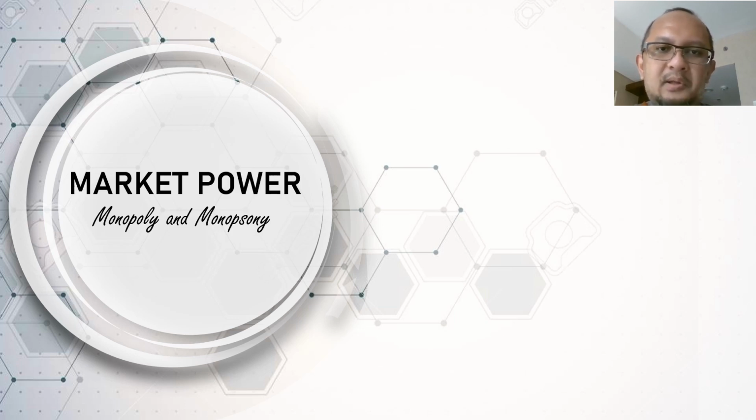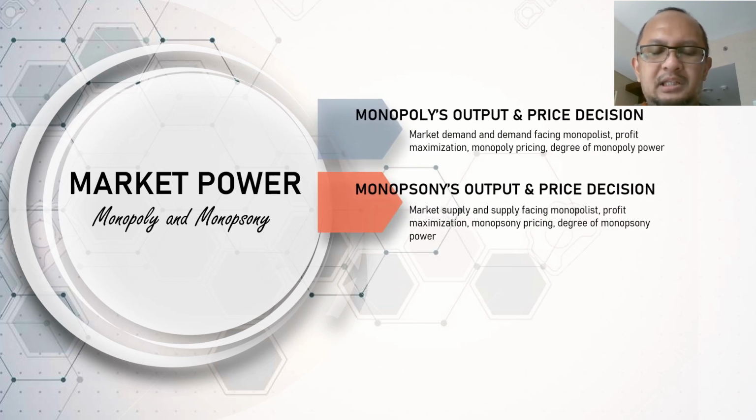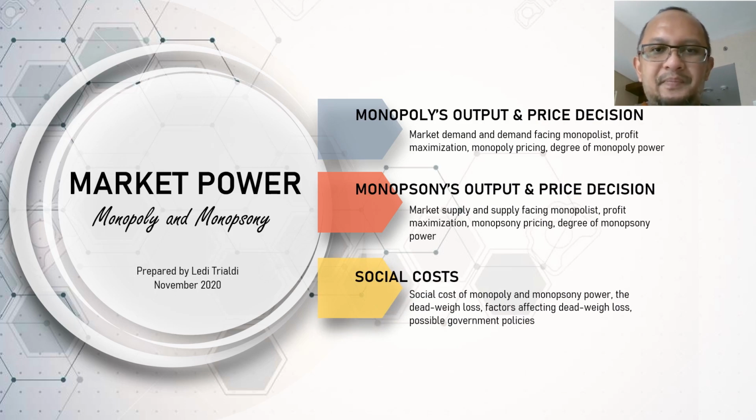There are factors affecting market power, resulting in a varying degree of market power possessed by a single firm. We'll be talking about it from the basic concept of output determination and price setting by both monopolies and monopsonies until how it gives rise to a social cost.